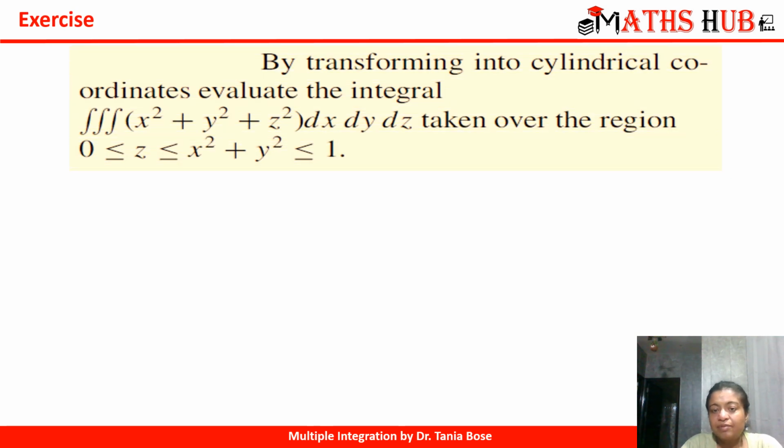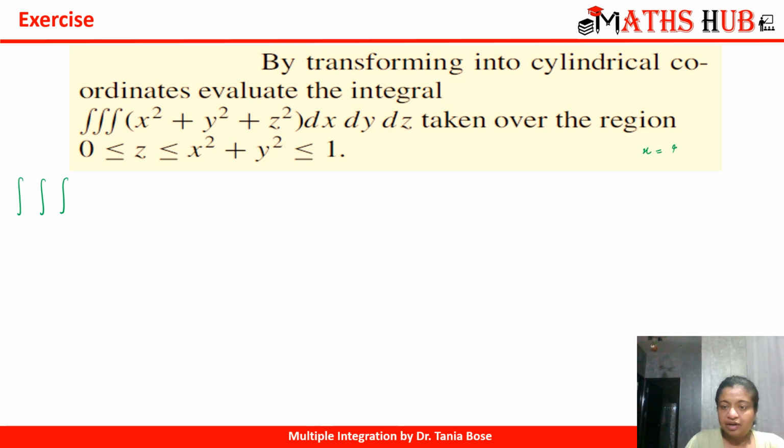By transforming into cylindrical coordinates, you need to evaluate the triple integral of x square plus y square plus z square dx dy dz taken over the region 0 less than or equal to z less than or equal to x square plus y square less than or equal to 1. So let us try to convert the integral first. The integrand is x square plus y square plus z square.